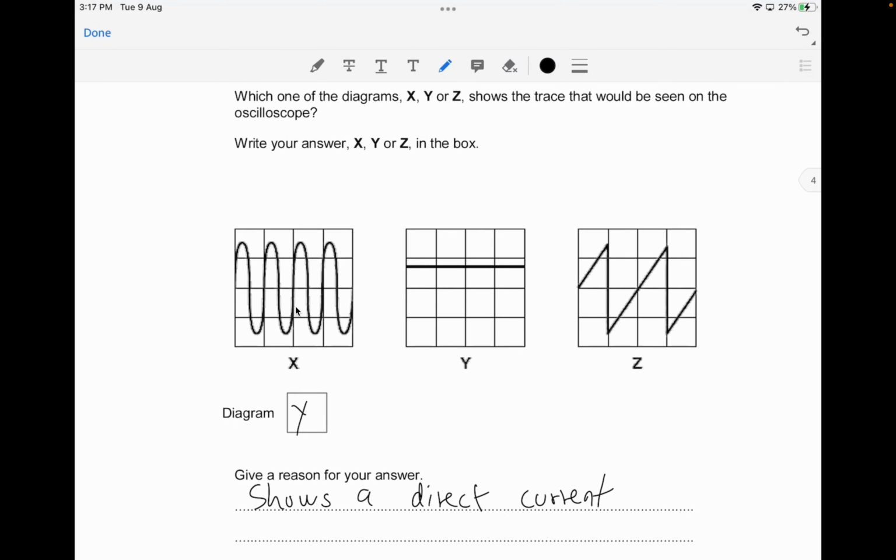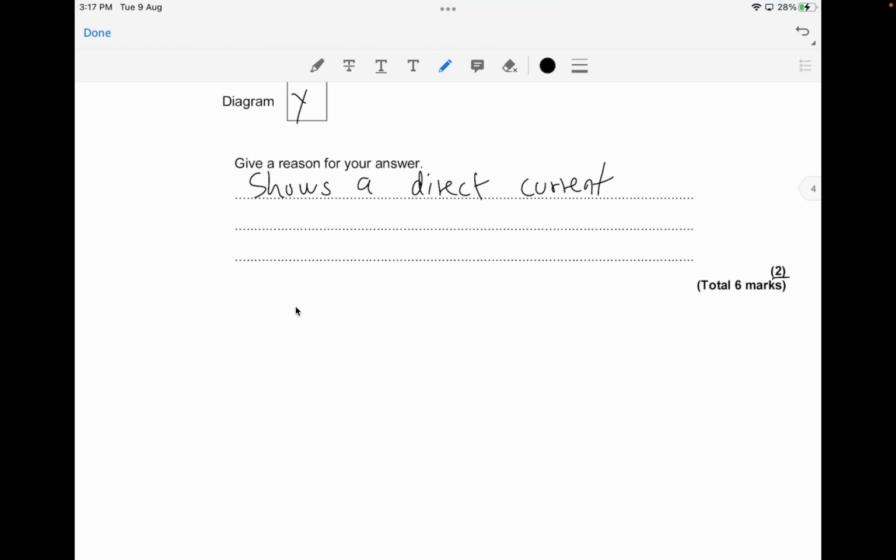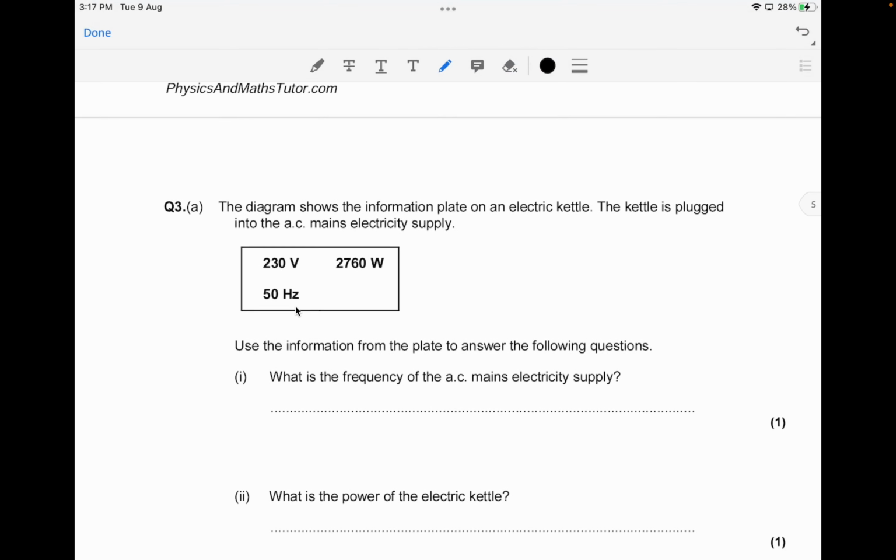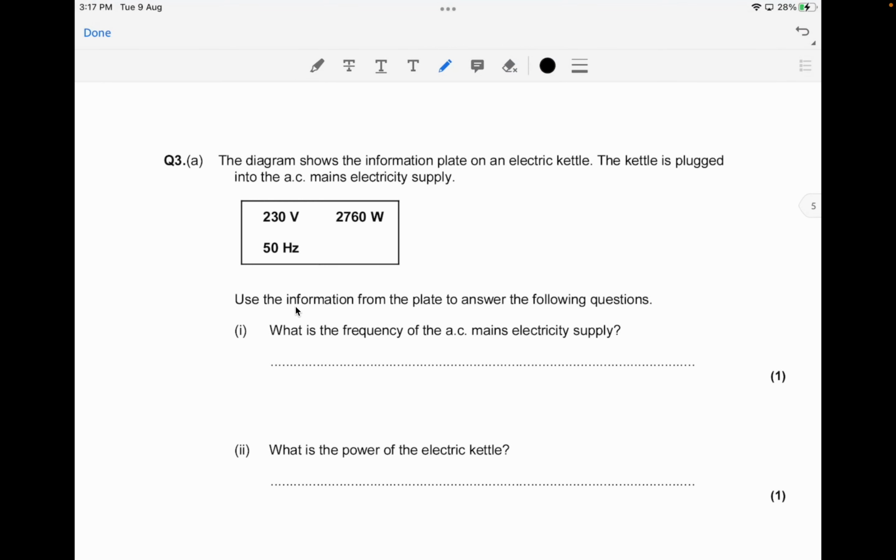Those could also be your answers as well in this case. Let's move on to the next question. Now, the next question states that the diagram shows the information displayed on an electric kettle. The kettle is plugged into the AC mains electricity supply.